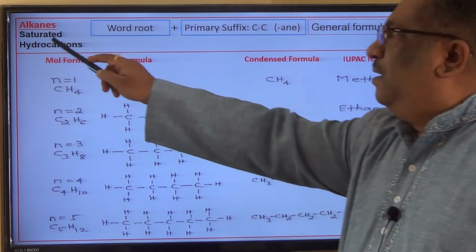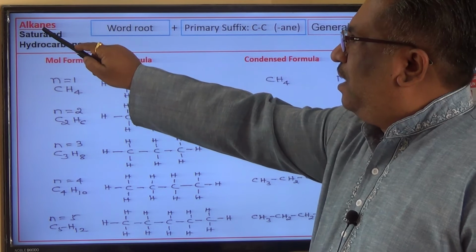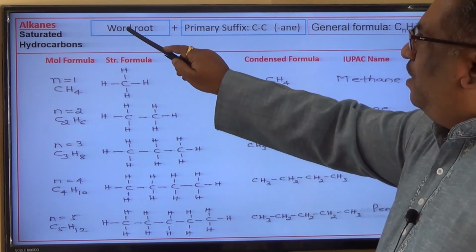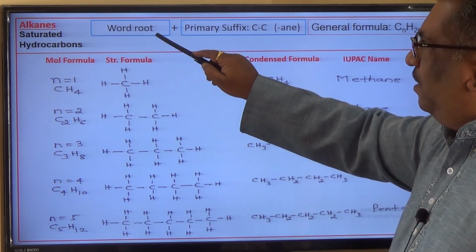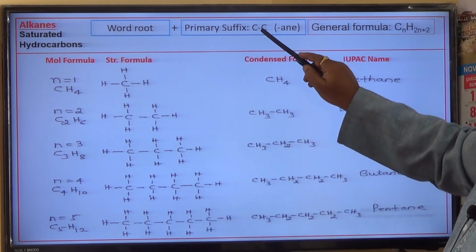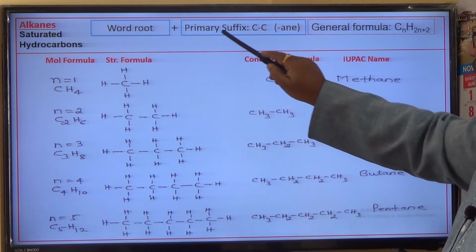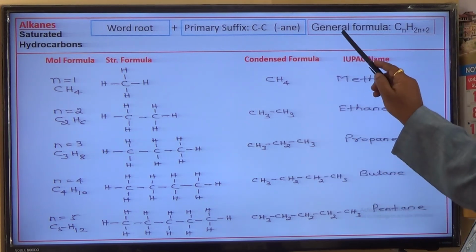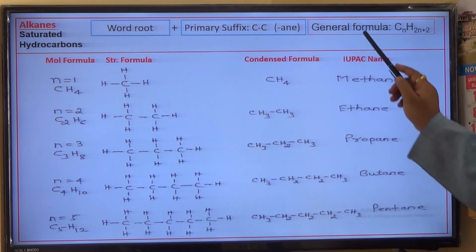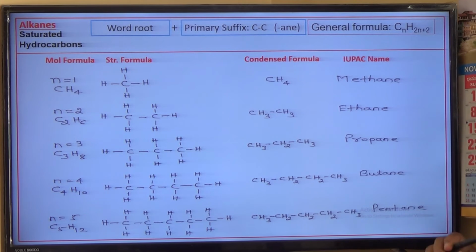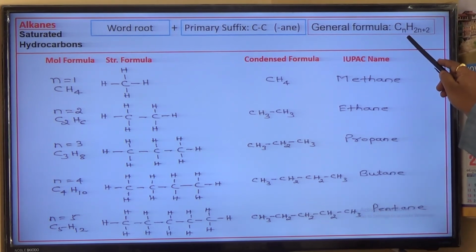Here, let us see how to write alkanes. Alkanes are saturated hydrocarbons. The nomenclature consists of the root word plus primary suffix. As alkanes contain only a single bond between carbon atoms, the primary suffix used is ane, alkane. And what is the general formula for alkanes? The general formula for alkanes is CnH2n+2, where n refers to the number of carbon atoms.